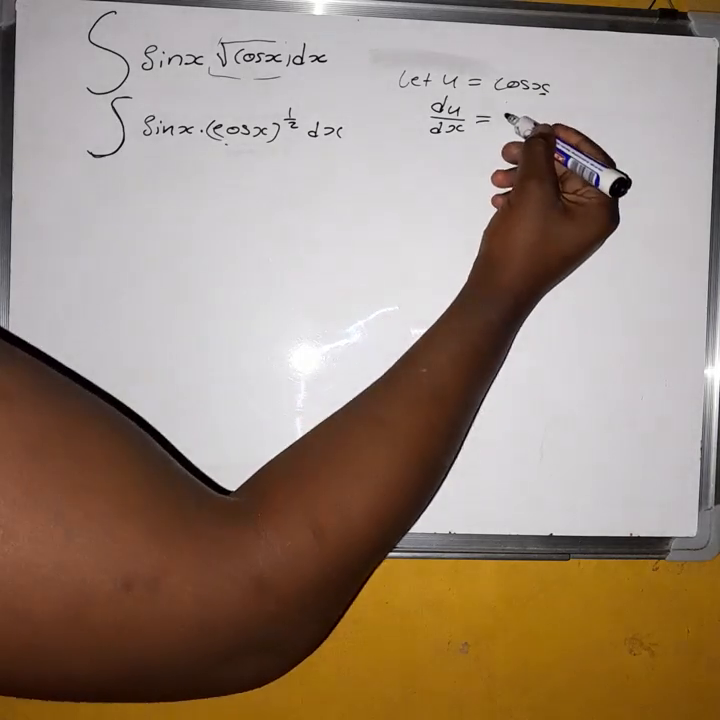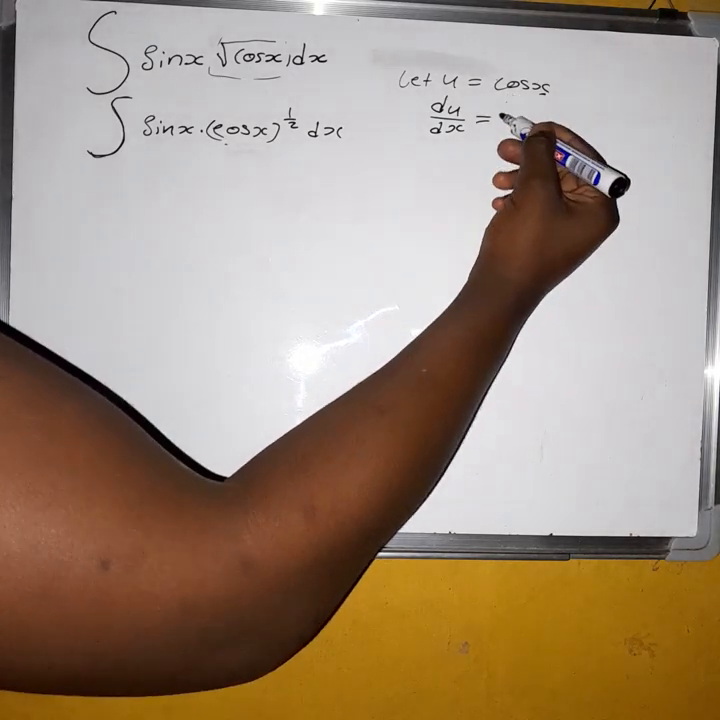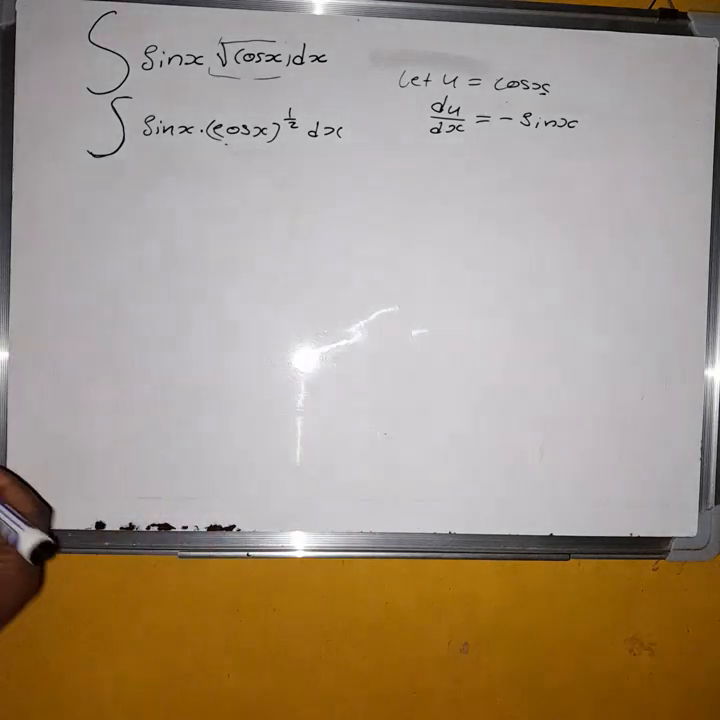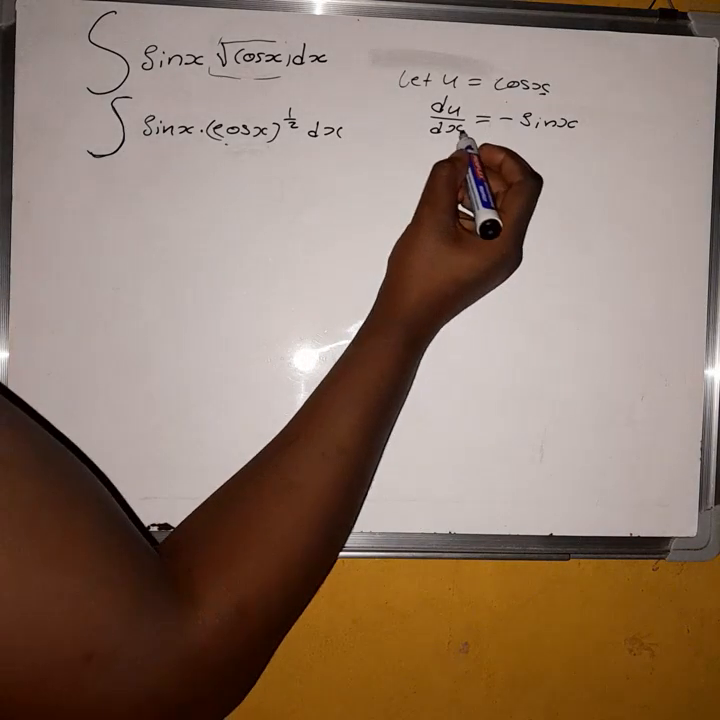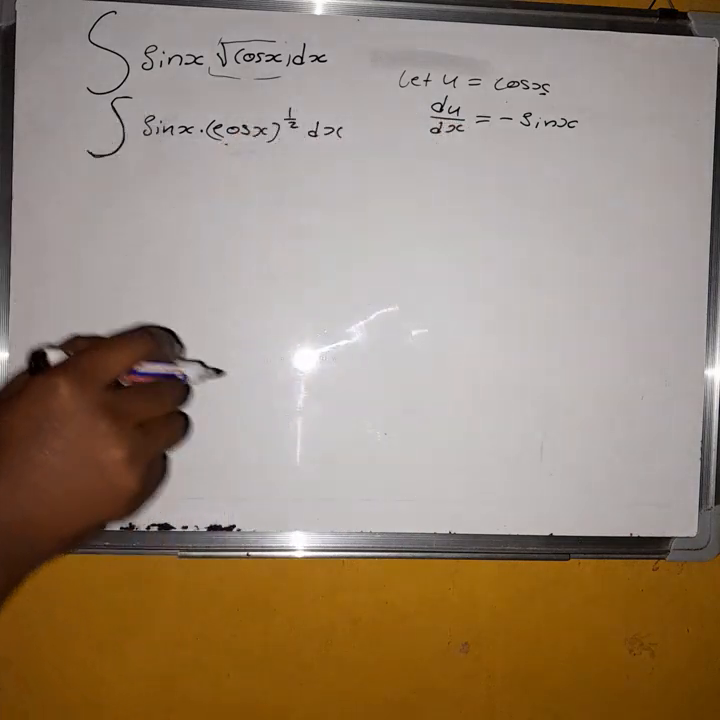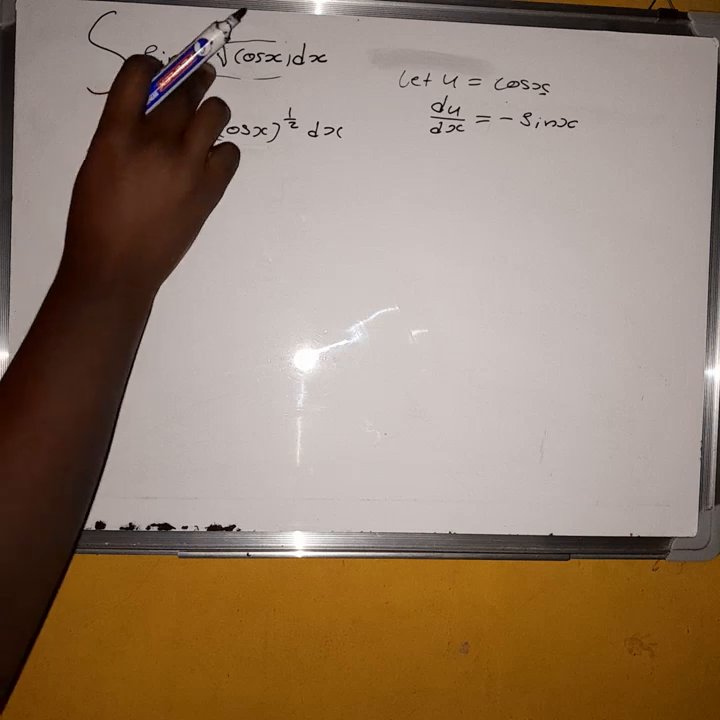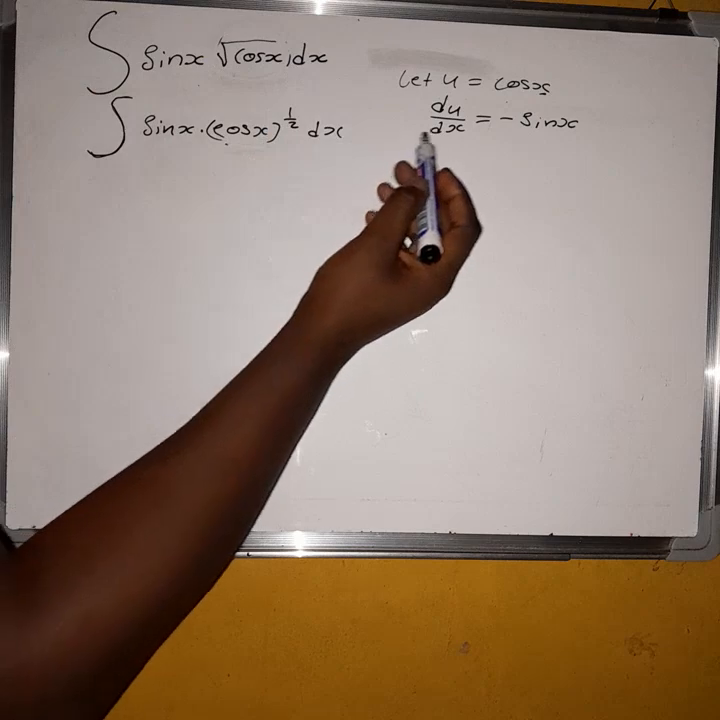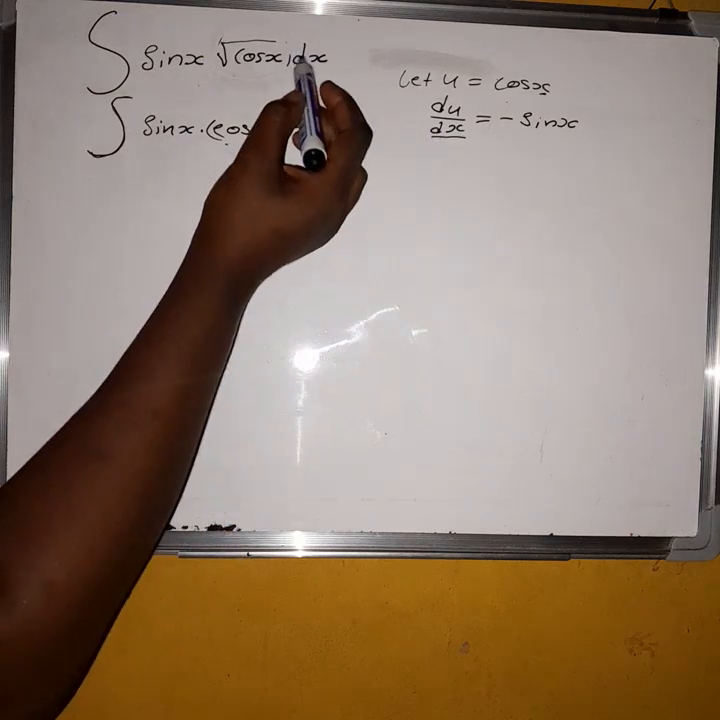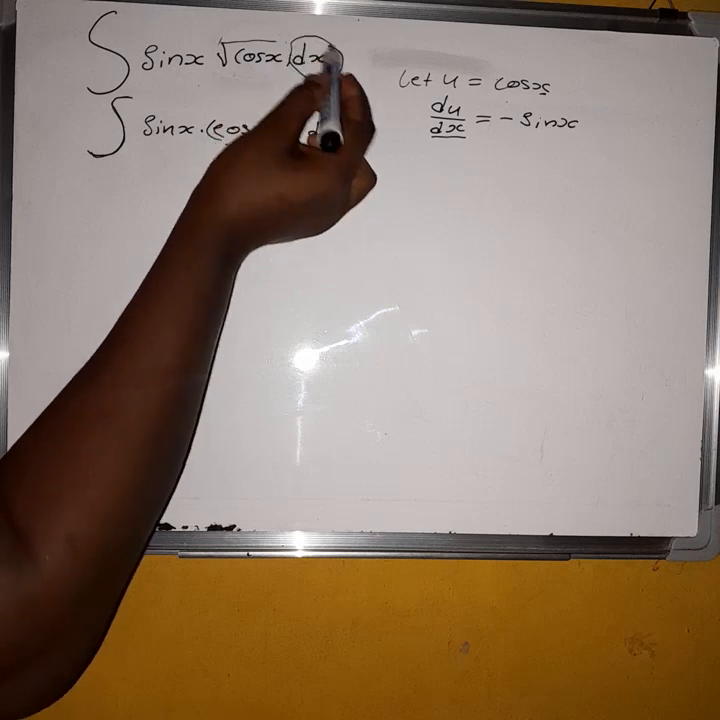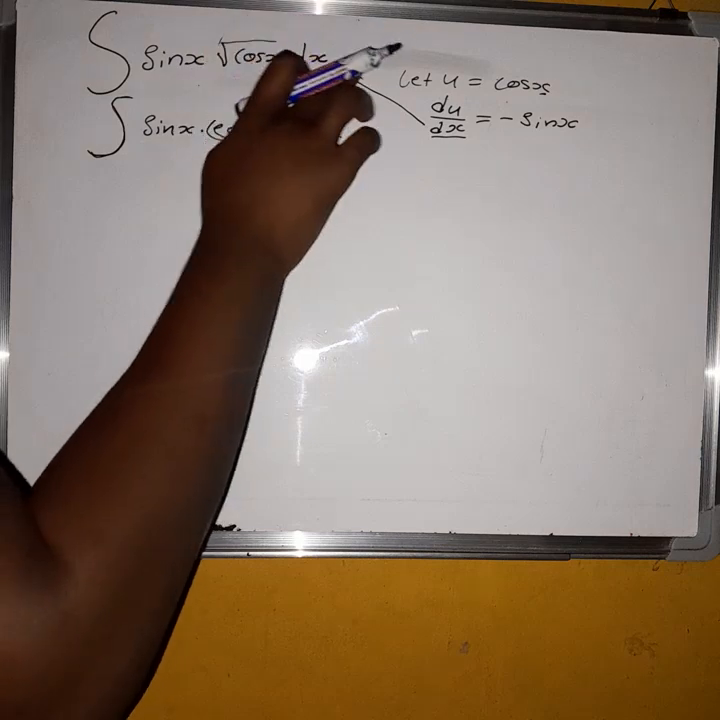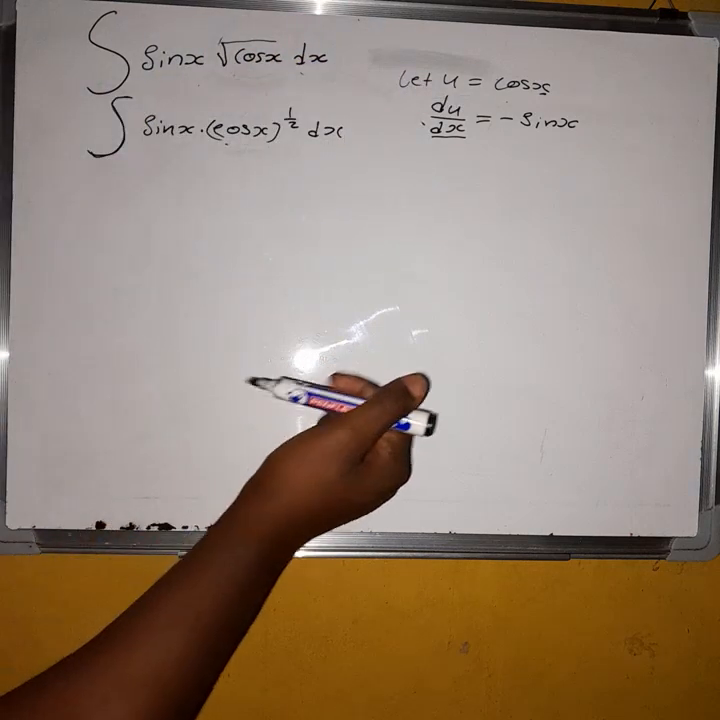Then you differentiate. You say du over dx is equal to, when you differentiate cos x, it will be negative sine x, right? Then we want to cancel one of these things. We're supposed to make dx the subject of the formula, then we substitute here, because we have dx, right? So let us make dx the subject of the formula.